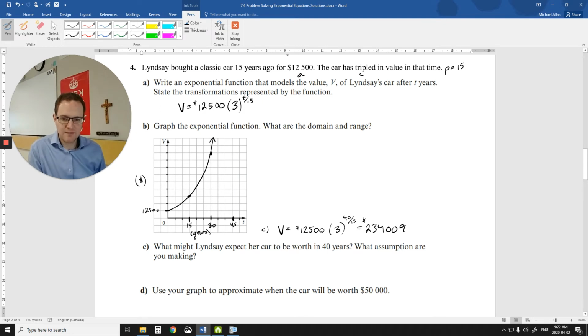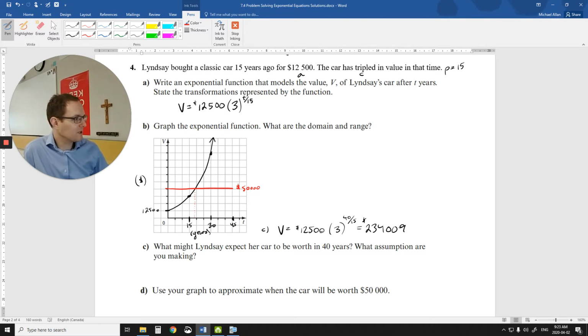Okay. That's for this. I just wrote it up here: D, using a graph to approximate 50,000. So if I were to look at my graph here, 50,000 is 4 ticks up on this graph. So this would be about 50,000 right here. According to this, I don't know, just a little bit less than 20, so maybe 19 years.